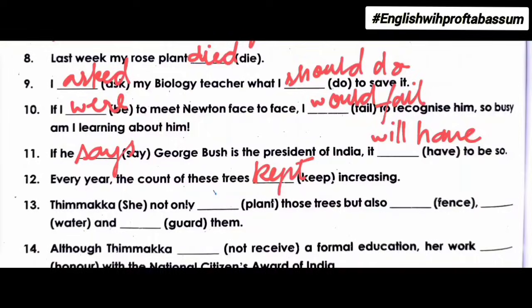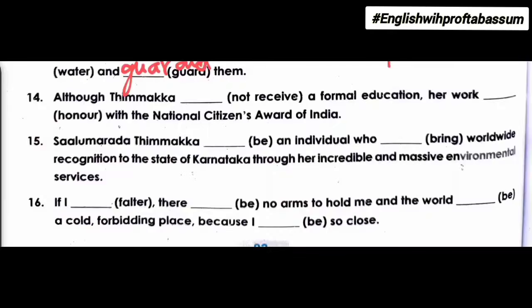Next question. Timmakka not only dash those trees but also dash and dash them. The rule is that when one verb is in past tense, all verbs connected with but and also must be in the same tense. The clue over here is that the story is already in past narration. So the verb form plant will change to planted, fence will change to fenced, water will change to watered, guard will change to guarded.